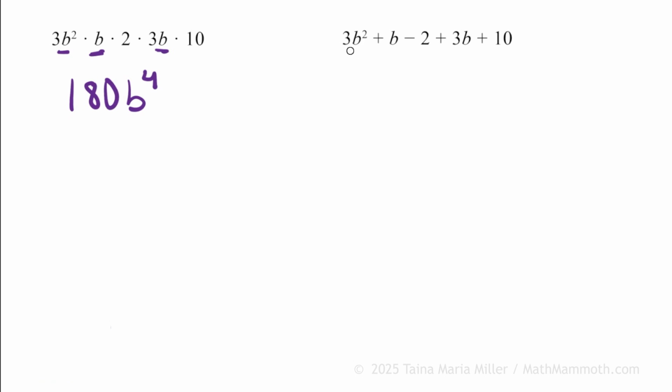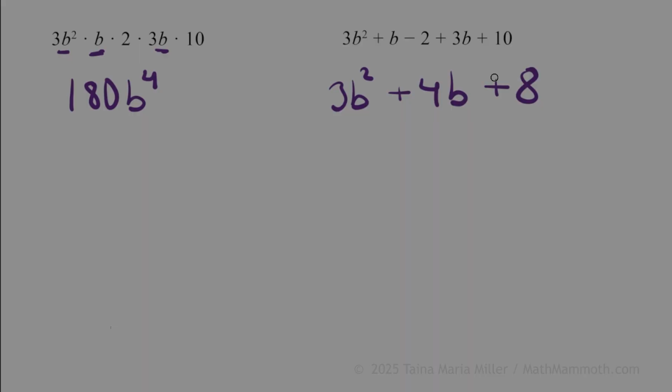This one here, there's b squared, a term with b squared again, but there's also a term with b and another term with b, so we can combine these. We can add the b and 3b. 3b squared does not change, nothing happens, and then we add the b and 3b, get 4b. Then we have plus 10 minus 2, so that becomes plus 8.